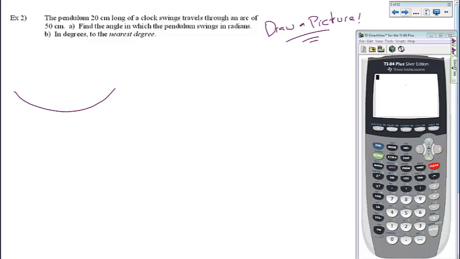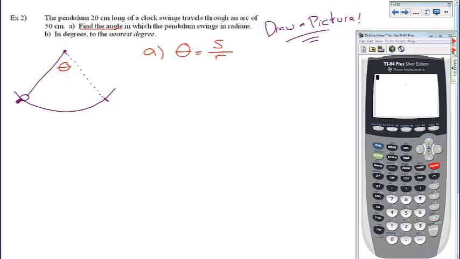Here's the arc through which the pendulum swings, and here comes the pendulum. It's got a little circle at the end, a little pendulum weight, kind of like a grandfather clock. And I'm going to mark out the other side where the pendulum stops swinging. So, in A, I'm asked to find the angle in which the pendulum swings. Remember, this is going to be the theta created between those 2 radii.